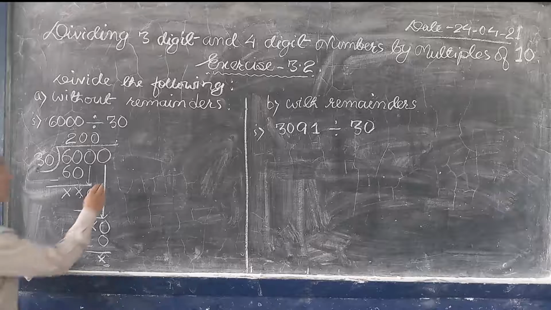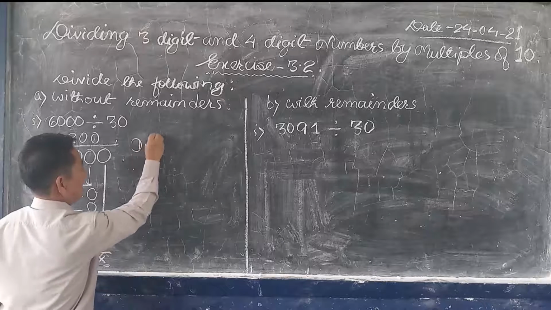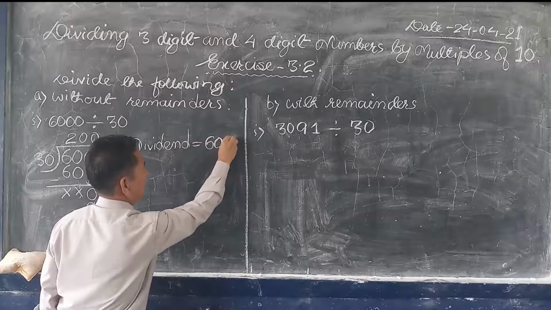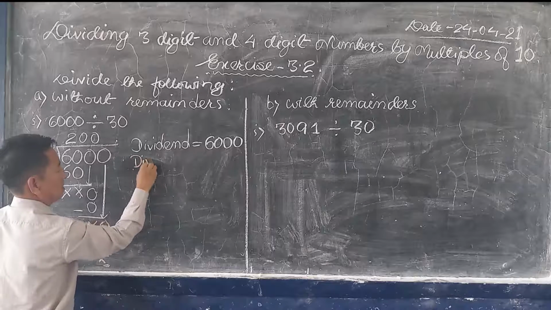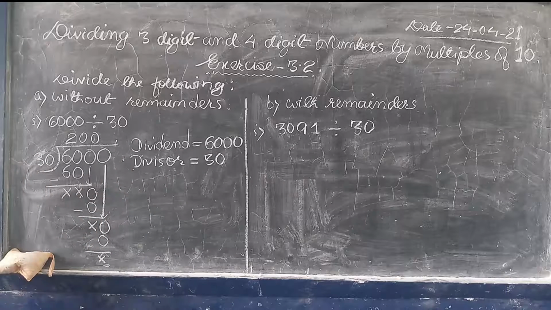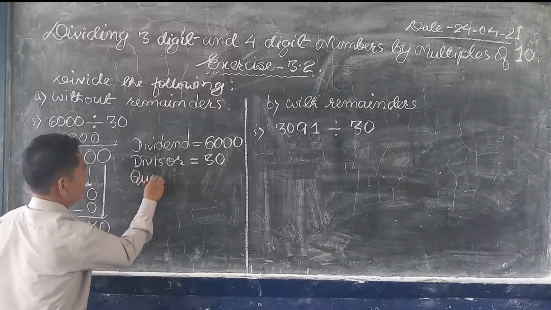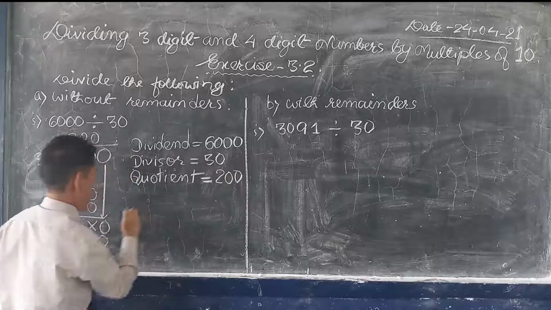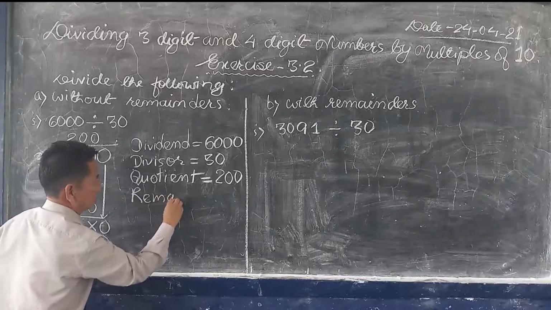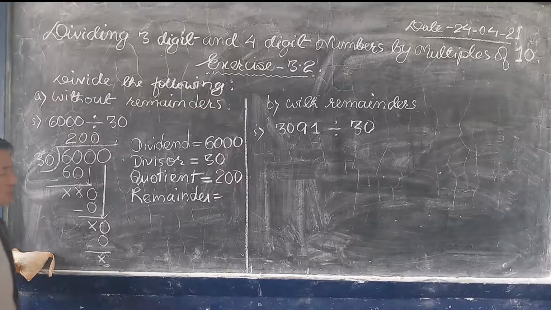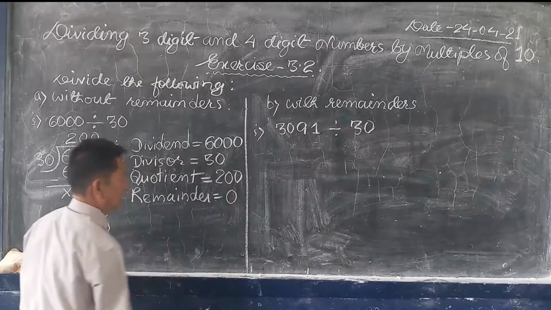So here, dividend, D-I-V-I-D-E-N-D, dividend. 6,000 is the dividend, 30 is the divisor. Whatever answer we get after division is known as the quotient. 200 is the quotient. And here, the remainder is 0. Whatever is left after division is known as the remainder. So, the remainder here is 0.